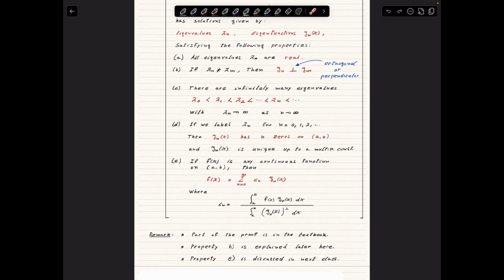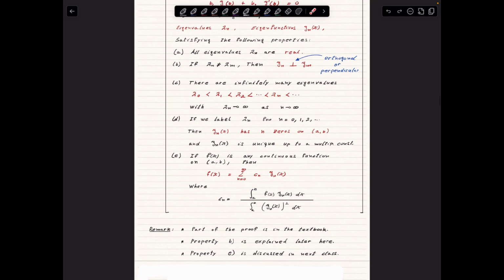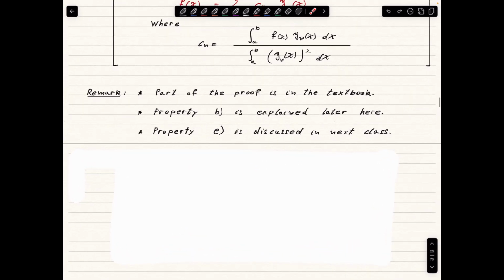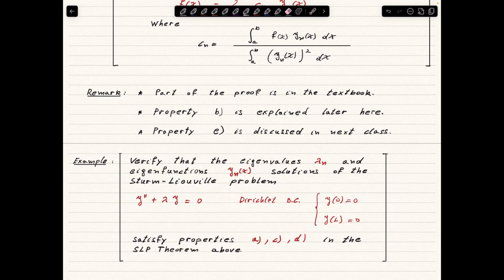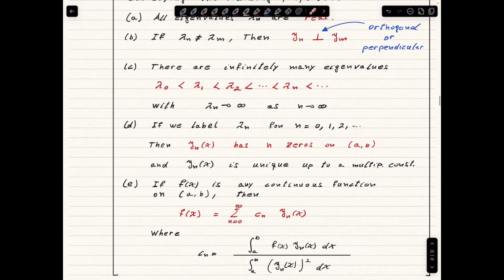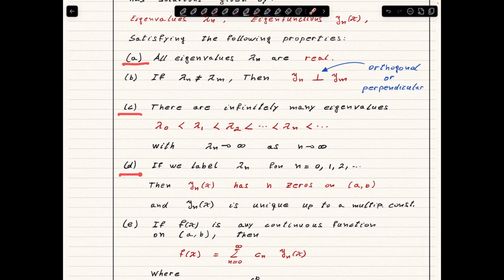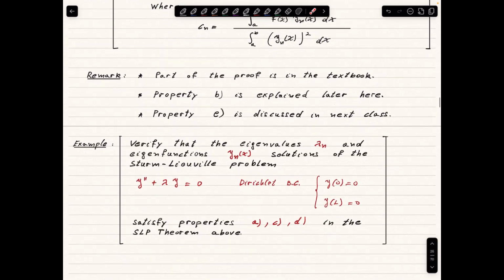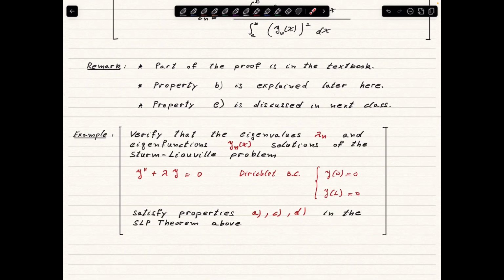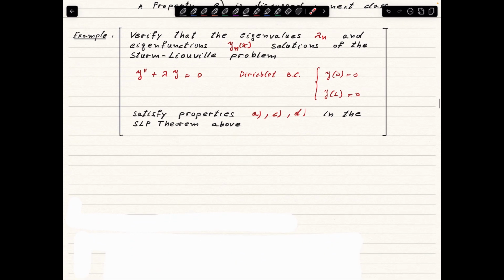So what we are going to do now is verify that the solutions, for example, of the Dirichlet problem that we found for this simple operator, the solution we found in the previous video for this eigenfunction problem with Dirichlet boundary conditions, actually satisfy properties A, C, and D. So the eigenvalues are real. Well, we know that, but we are going to put it in writing. Then the eigenvalues can be ordered, and then the zeros of the eigenfunctions. Let's see that the solutions we already found satisfy those properties. So this is our first example. So let's recall the solution. Let's start here, solution.